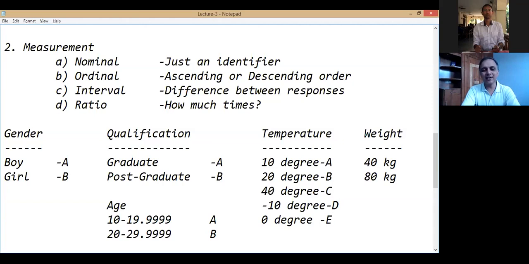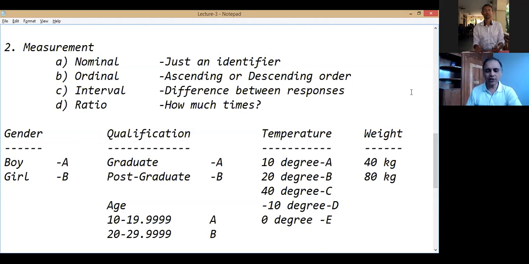The correct answer is city C got 30 degree more temperature than city A. 30 degree more. Okay. City C got 20 degree temperature higher than city B. Since I can quantify 10 degree, 20 degree, this is called interval. If I cannot say, it's simply cold, very cold, hot, very hot, it will be ordinal. If you can quantify, this will be called interval.